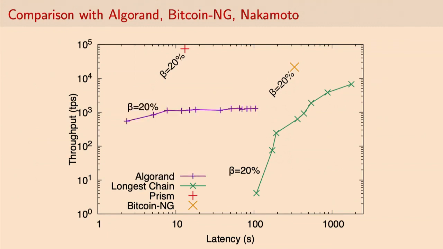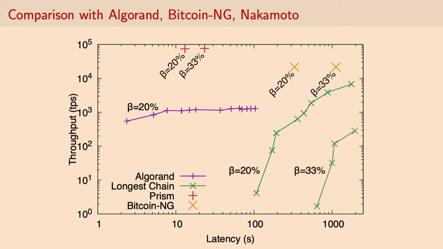Finally, we have Algorand. We run the public Algorand code in the same setup, the same instance, same topology. We found that Algorand is capped at 1,000 transactions per second, and its confirmation latency ranges from about 2 seconds to about 100 seconds.